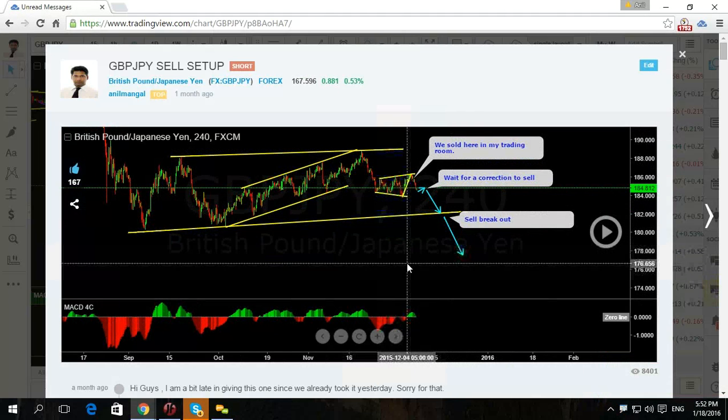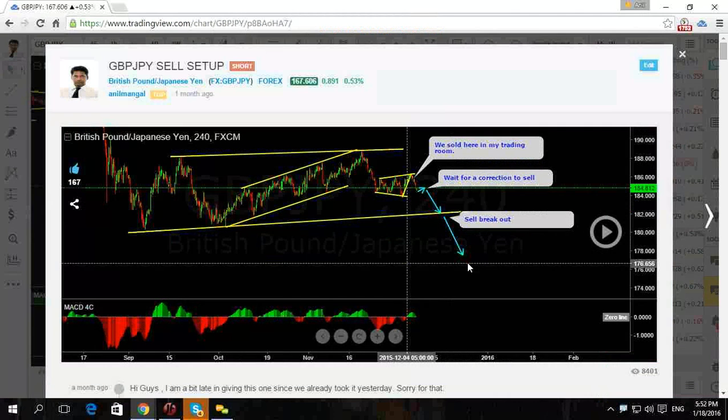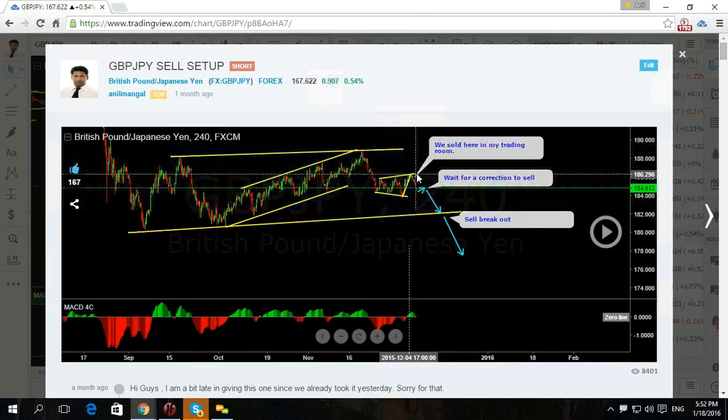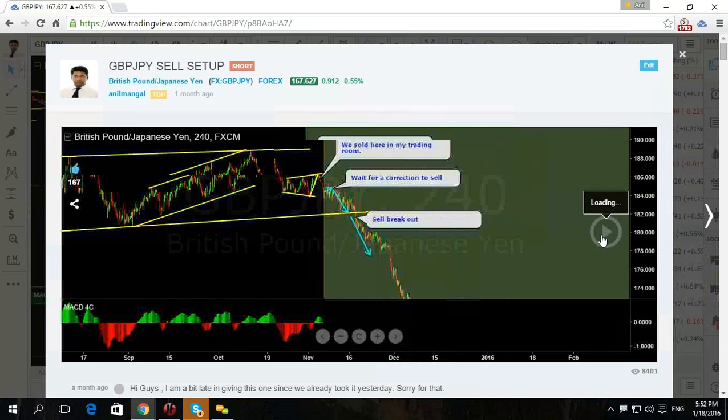This was also an ABC pattern, so this was going to break to the downside. It's a pity we didn't keep that trade because we sold it there in our trading room. And we got out, well, I got out much earlier than most of my traders did.